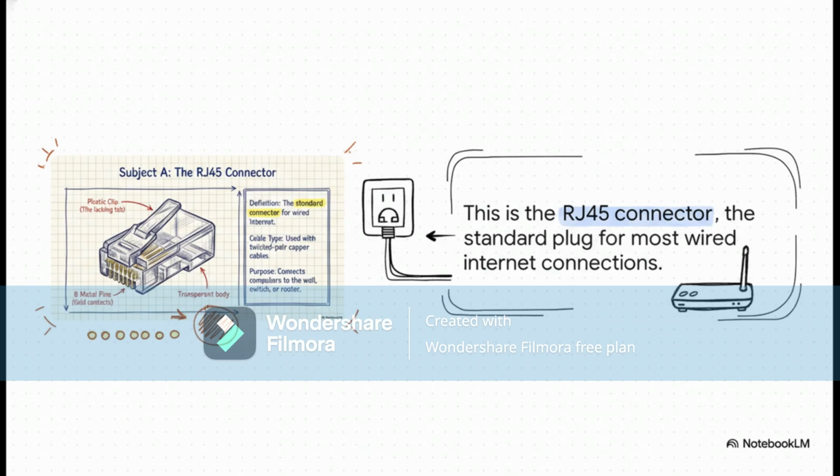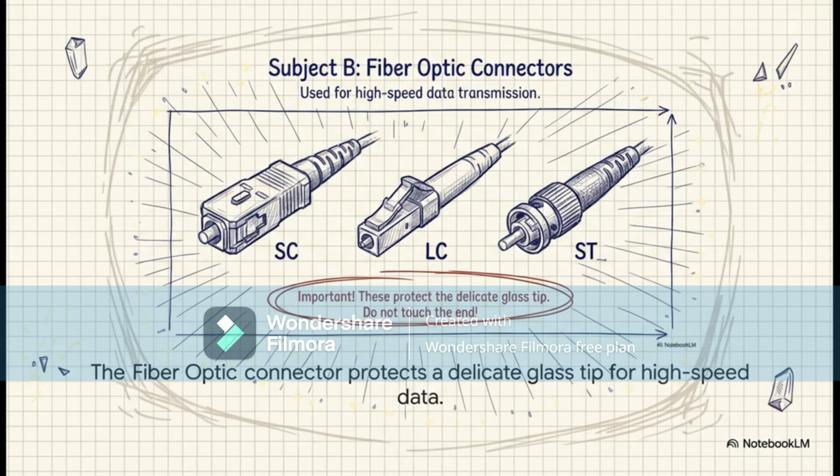You'll see 8 tiny metal pins, and those pins, well, they're designed to connect to copper wires hidden inside the cable. And here is its super high-tech cousin, the fiber optic connector. Now, there are a few different types, SC, LC, ST, but they all have one absolutely critical job: to perfectly align and protect an incredibly delicate, hair-thin strand of glass. In fact, this connection is so precise, you're not even supposed to touch the tip with your finger.